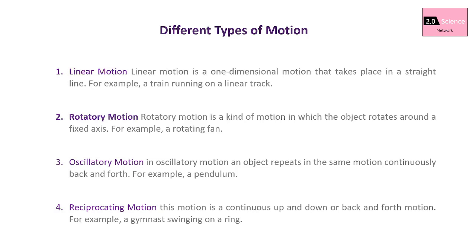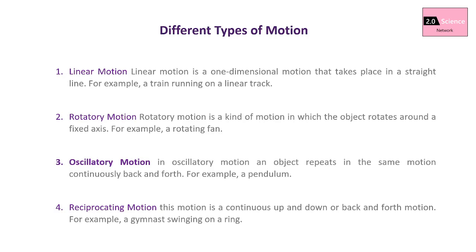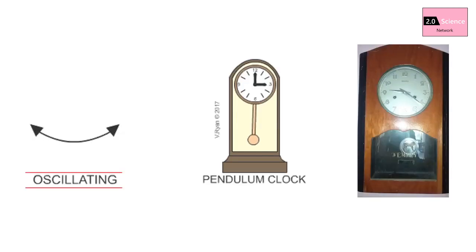2. Rotatory motion. This is a kind of motion in which the object rotates around a fixed axis. For example, a rotating fan. 3. Oscillatory motion. In oscillatory motion, an object repeats the same motion continuously back and forth. For example, a pendulum.